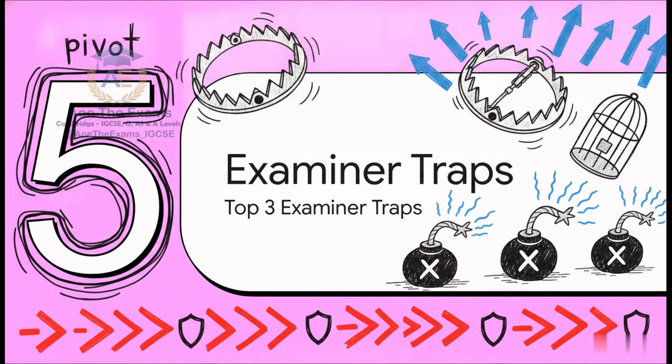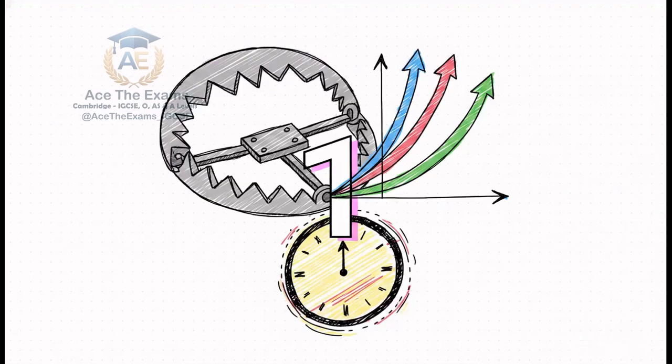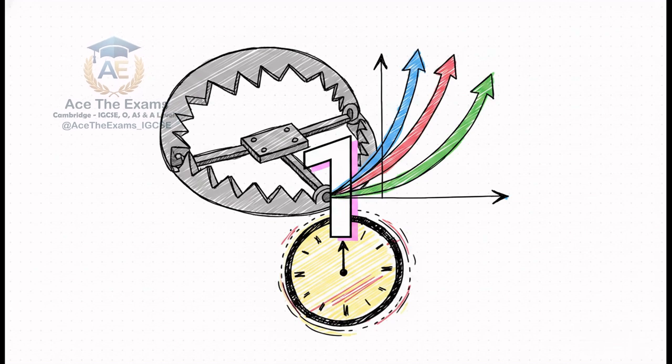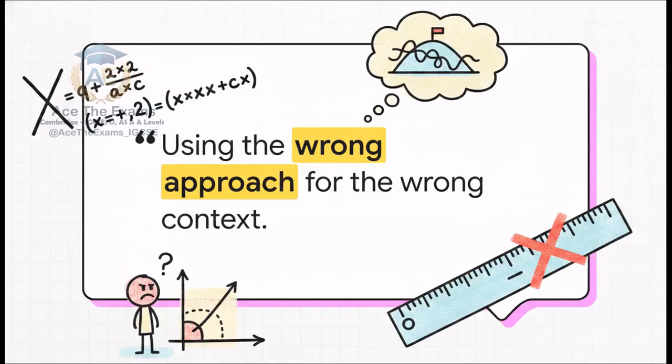Section 5. The top 3 examiner traps. We're reversing the dynamic now to show you exactly what examiners warn against year after year. Let's start with trap number 1. This one catches so many candidates off guard in a high-pressure environment. Trap number 1 is using the wrong approach for the wrong context.